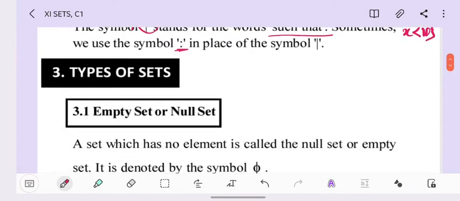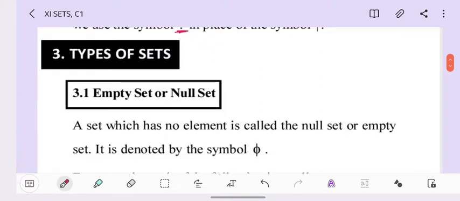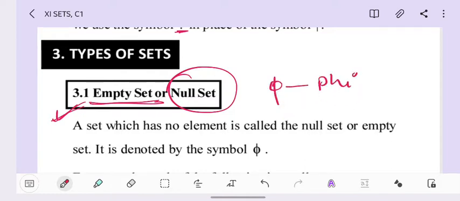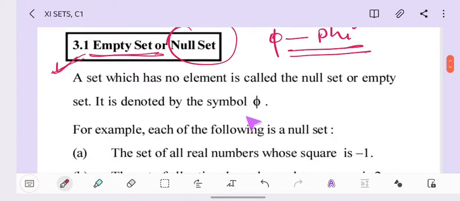Moving forward to the types of sets, we have empty set or null set. The word itself gives out the meaning of the given word, that is empty set, which is also called null set, represented by the Greek symbol phi. Empty set means a set which has no members or no elements, that is called null set or empty set. It is denoted by the symbol phi.